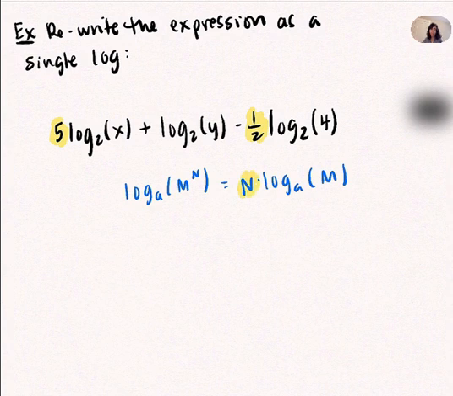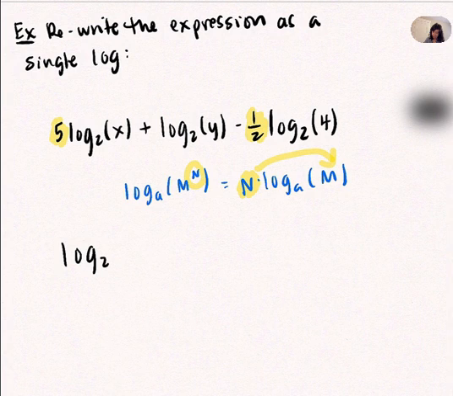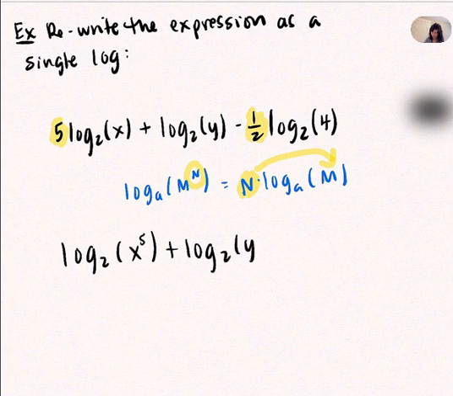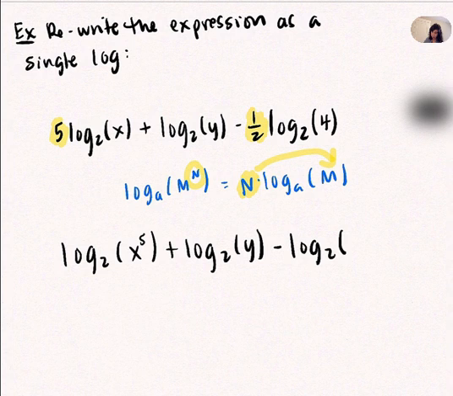This exponent property says that we can actually take this n and move it to the exponent. In other words, we can move it to this spot here. So I'm going to do that first. I'm going to take the 5 and move it to the exponent of the x. And I'm going to take the 1/2 and move it to the exponent of the 4.